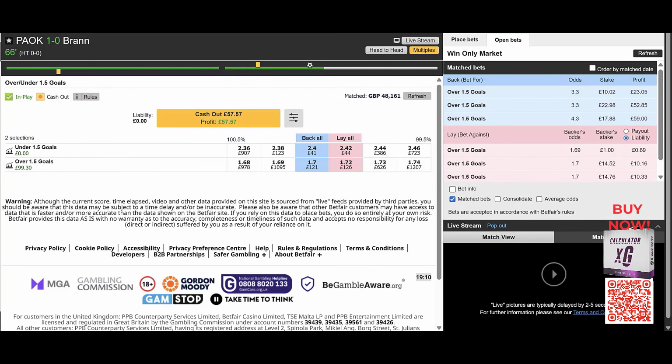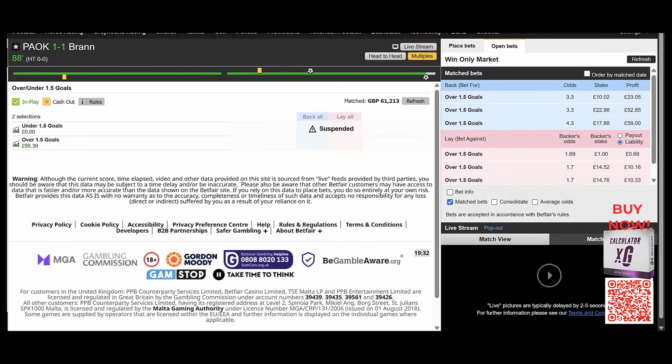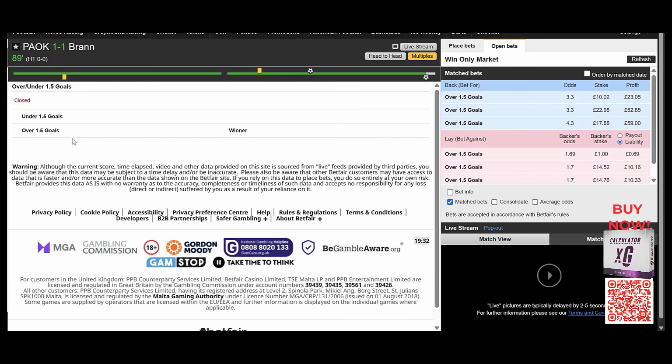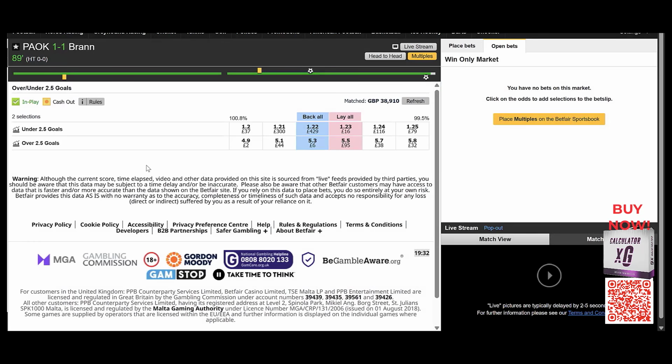It's 1-0 on 66 minutes. 88 minutes on the clock. The second goal that we were expecting has finally arrived. It's better late than never, isn't it? So anyway, remember, it was a data-driven decision. As that market closes, let's have a look at the over and under 2.5 goals market now.